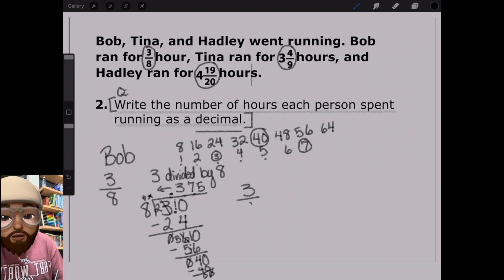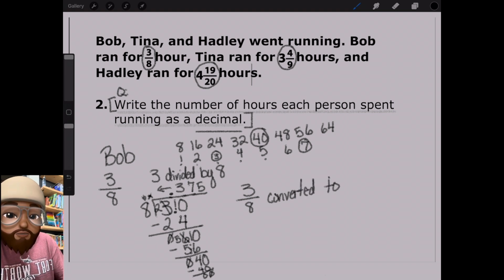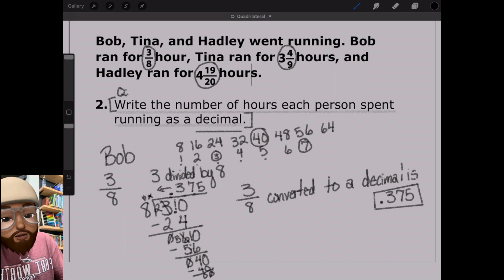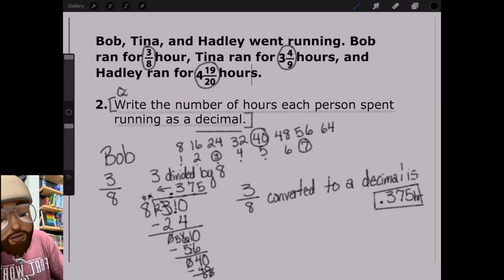Therefore, 3 over 8 converted to a decimal is 0.375. And that is our answer for Bob. So Bob ran 0.375 hours.